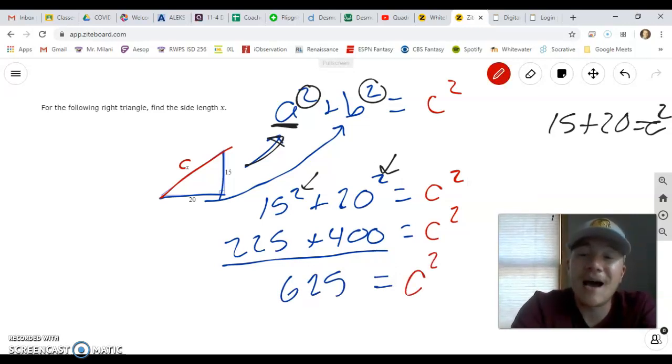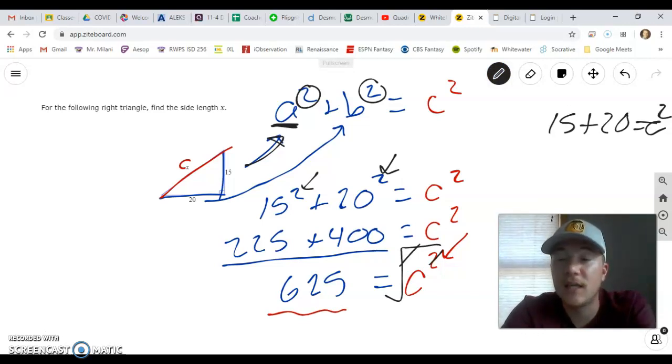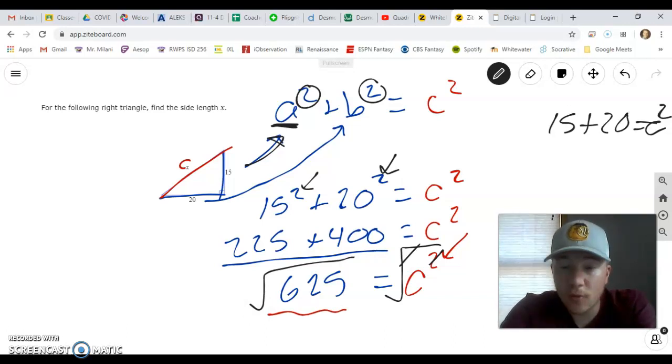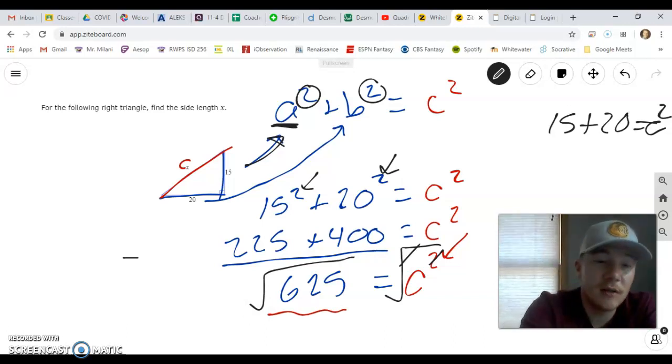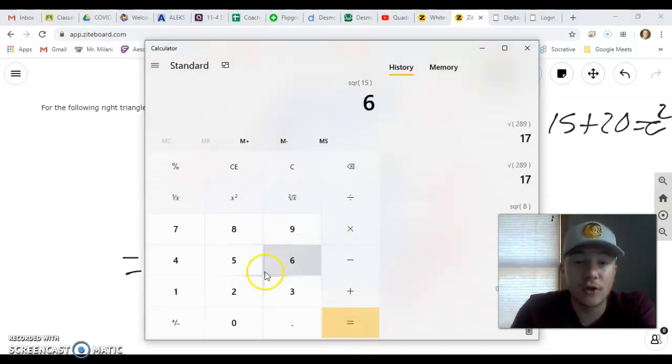Now again, you are not done. Do not think that 625 is your final answer because we still have to undo that squaring. How do you undo a square? The opposite of squaring is square rooting. That is the inverse. So you take the square root of both sides. Square root of C squared is going to be just C. And the square root of 625. Again, not sure off the top of your head.